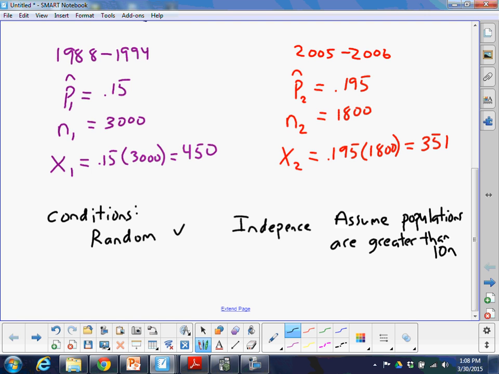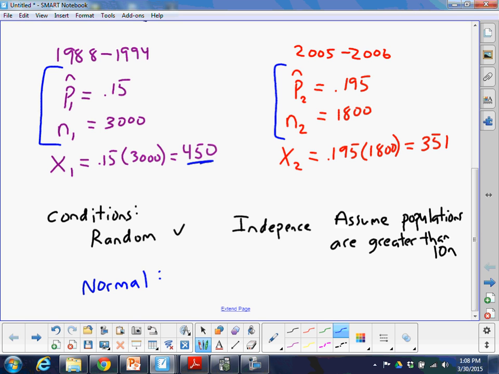And then the other one is the normalness. We cannot assume that. That's the one you actually have to show some calculations for. It's going to come from using n times p in both cases. So you need to check that, and you need to show this step. Show me that the number of successes, we actually know that. So in the first group, there was 450 successes.